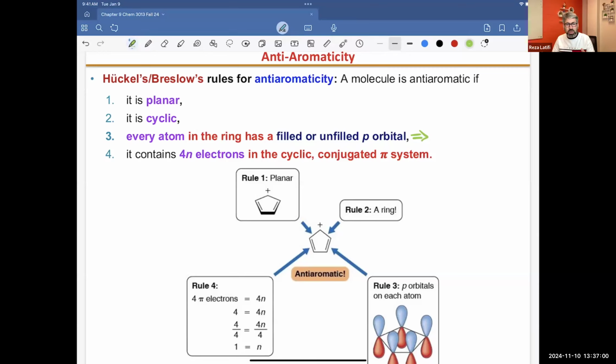For the third one, simply translated, on each atom we're supposed to have a p orbital. And that p orbital is supposed to be either empty, or have 2 electrons put in it. So this one will be full, and these two were empty. So either empty or fully occupied, and just have a p orbital on each atom.